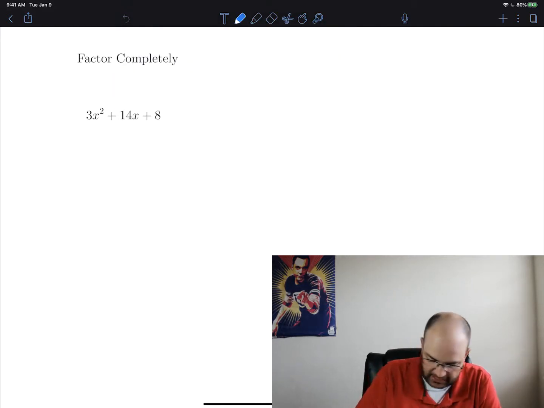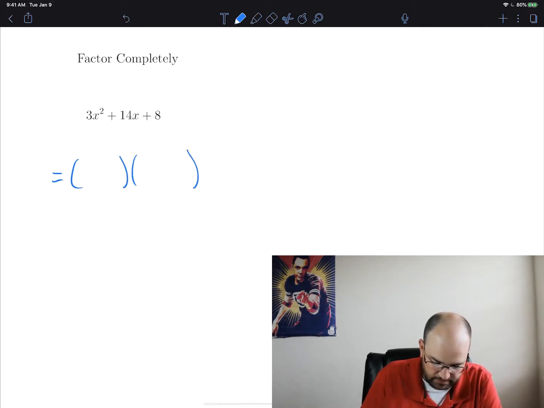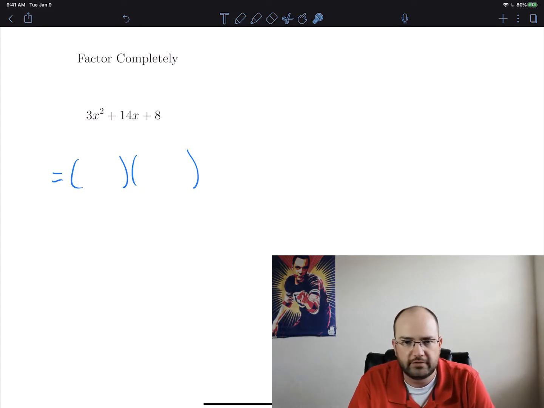But let's go ahead and look at this in a little bit different light. We do need two sets of parentheses, but notice that this leading term does not have a 1 in front. There's actually a number in front that's not 1. And that's something that gives us a lot of difficulty. And so as a result, we need a way of dealing with that.